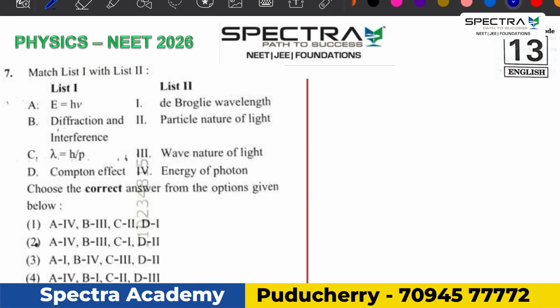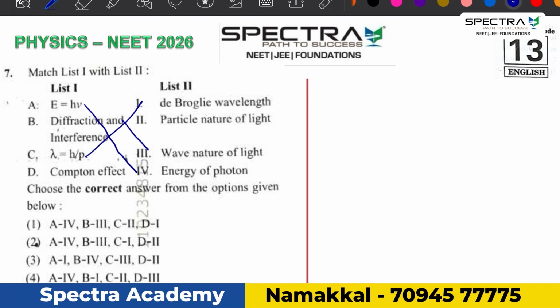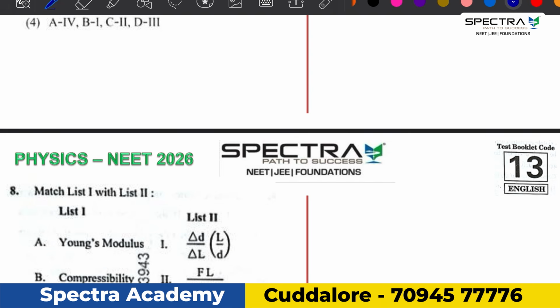Next, seventh question, very easy question. Option A, energy E is equal to h nu, energy of a photon, diffraction, interference, wave nature of light. So A4, B3, lambda is equal to h by p, de Broglie wavelength. Okay, so we got the answer. Second option, C1. Yes. Now next question.